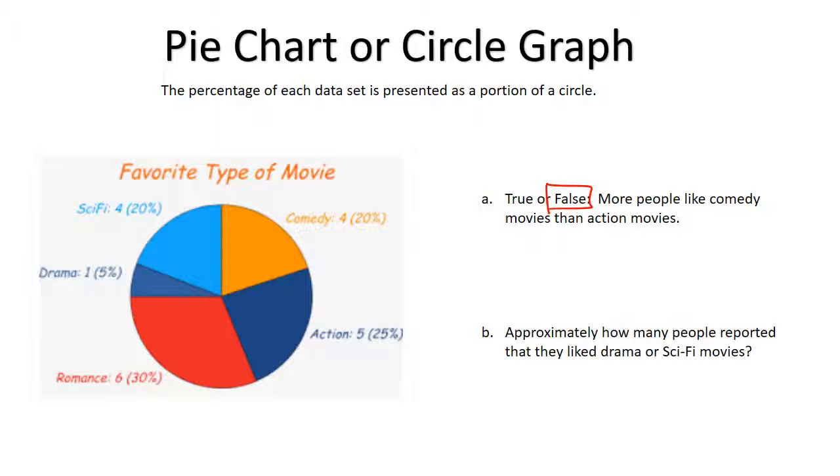Question B says approximately how many people reported that they like drama or sci-fi? If you recall, the word or means union, so it would include both these values. Well, 5% of my sample like drama, 20% of my sample like sci-fi. So if I'm going to unite these or take the union, that would be a total of 25% of the people liked either drama or sci-fi.